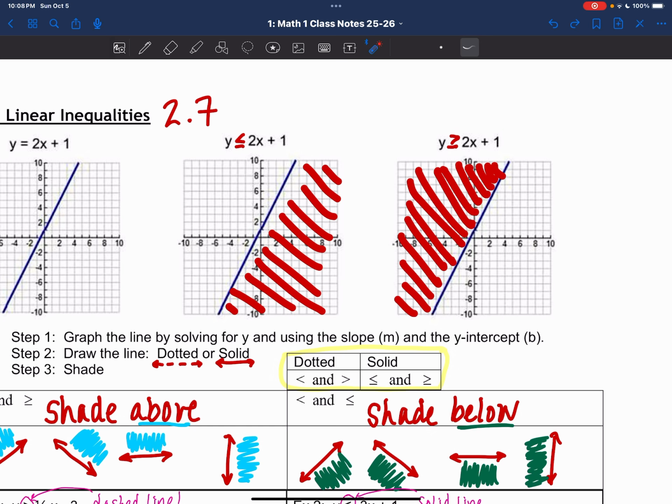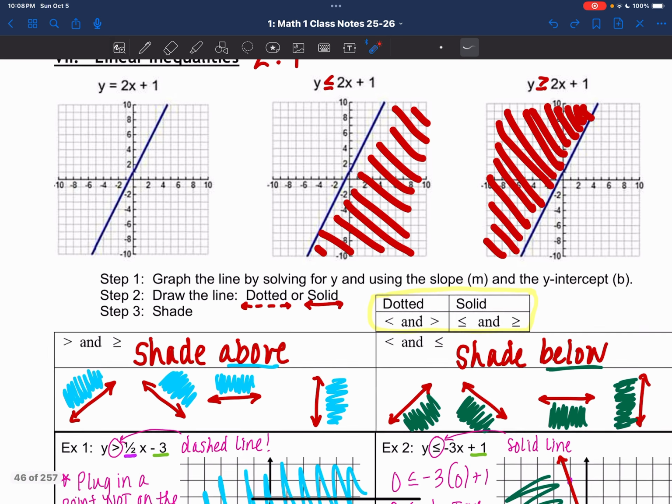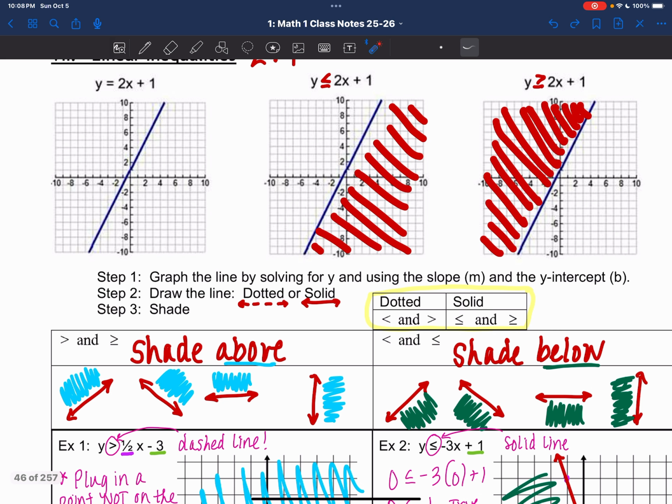So now we're going to figure out how we know which direction to shade. What we're going to do first is step 1. We're going to graph a line by solving for y and using the slope and y-intercept, just like we've done before. Now you have two options when you draw the line. It can either be dotted or dashed or solid. We know that it's dotted or dashed if it's just less than or greater than. But it's solid if there is an equal underneath it. So less than or equal to or greater than or equal to.